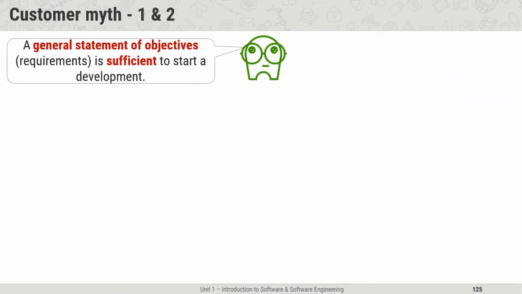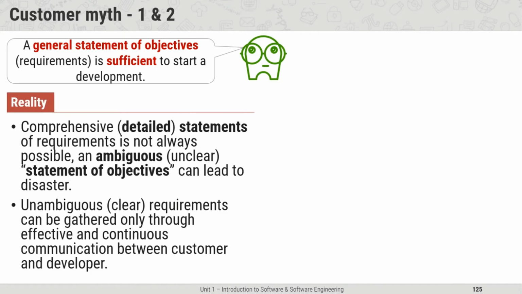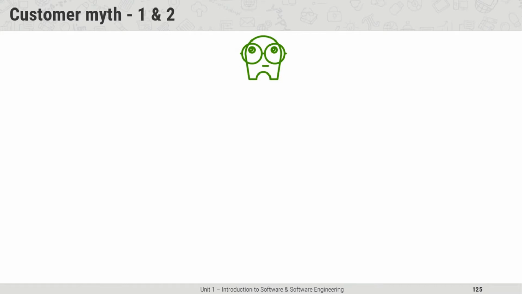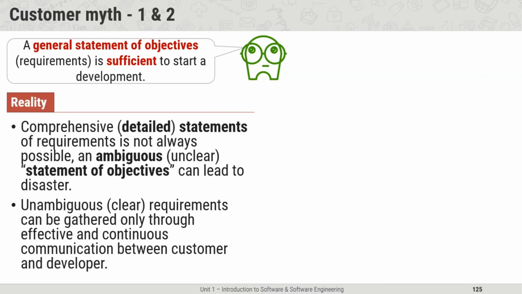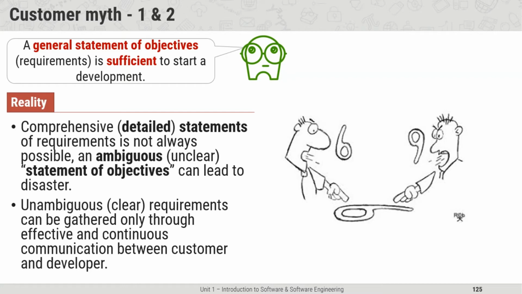Now, what are the myths according to customers? Customers will say that a general statement of objectives is sufficient to start development, but the reality is different. Even if you know the objective and what you need to create in your software, a comprehensive or detailed statement of requirements is not always possible. An ambiguous statement of objectives can lead to disaster.